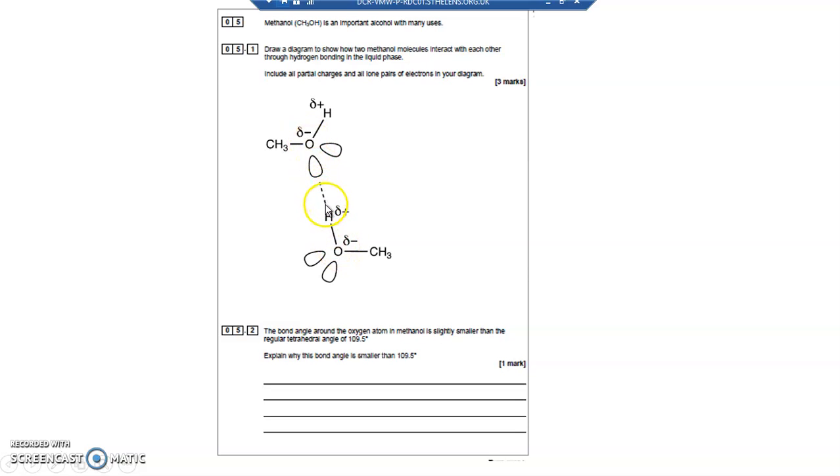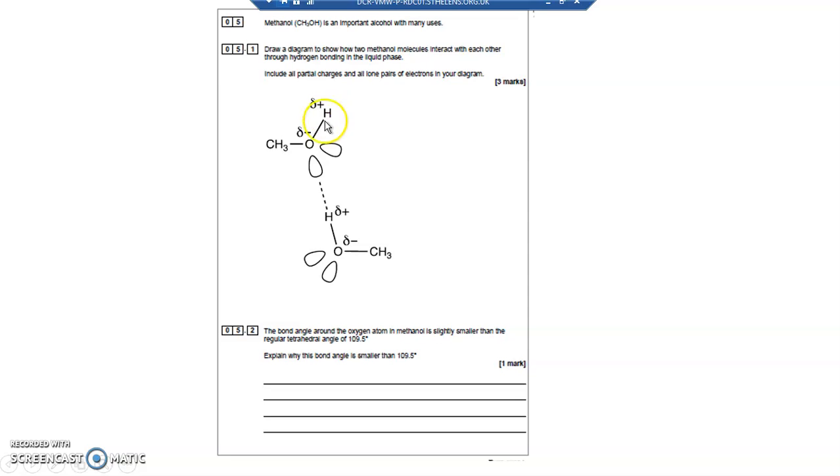And the hydrogen bond is the dotted line. You need a dotted line, and that O, H and O should be in a straight line, because those two delta minuses, those two oxygens, repel as far as possible. And the dotted line should come from one of the lone pairs through to the H on the delta plus.